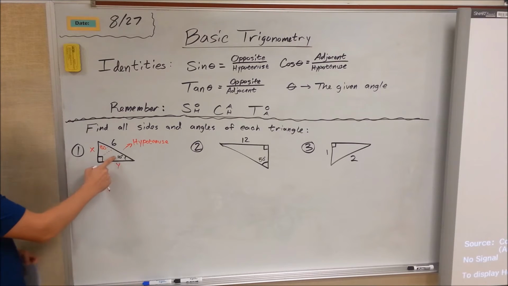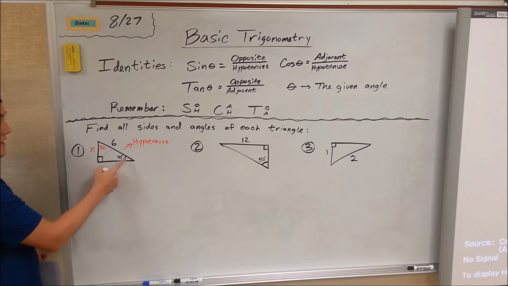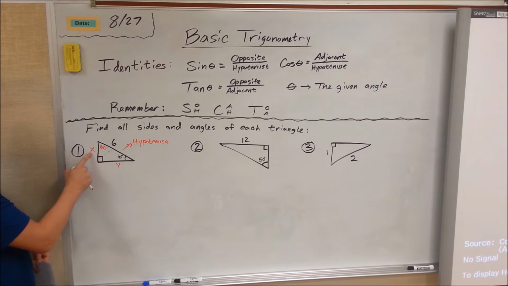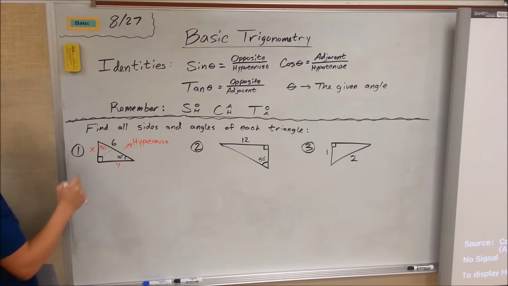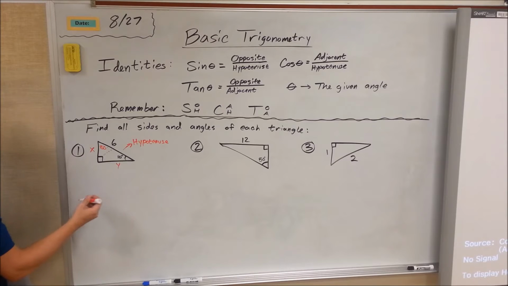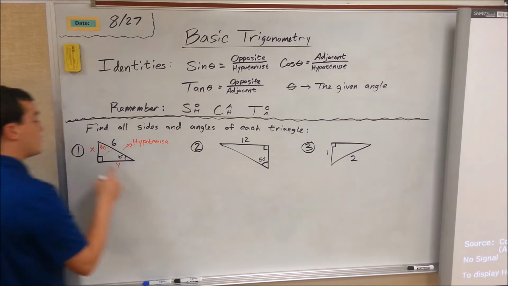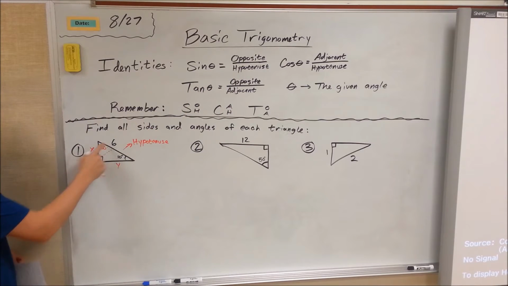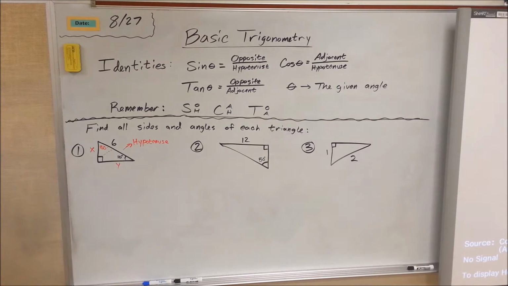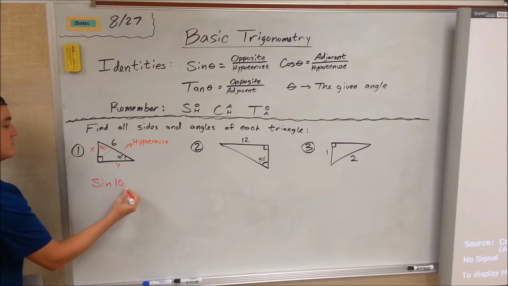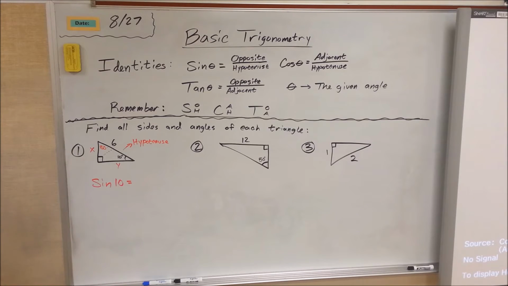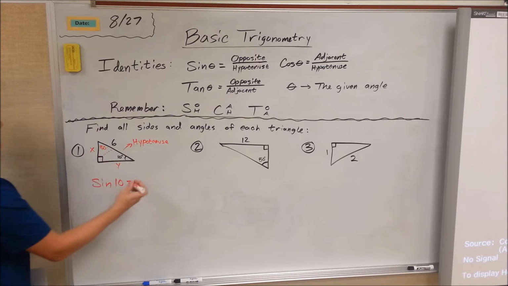Well, our given angle is 10 degrees. From that, the opposite side is x. So we're going to use opposite over what we're given, which is a hypotenuse. So we're using sine. Sine is opposite over hypotenuse. We need the opposite. We have the hypotenuse. So we set it up. Sine of theta, which is 10, equals x over 6.